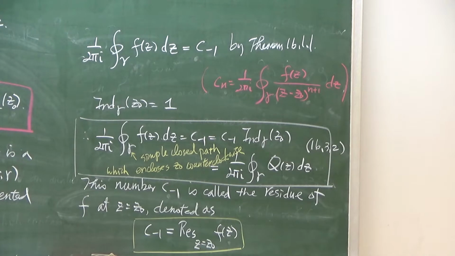Now we want to generalize the identity in 16.3.2.